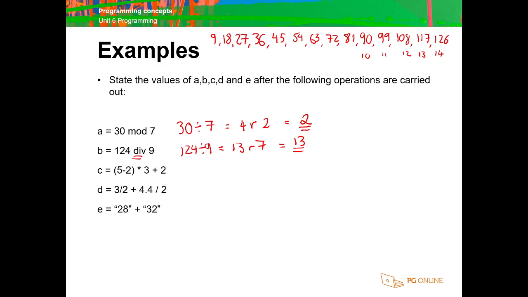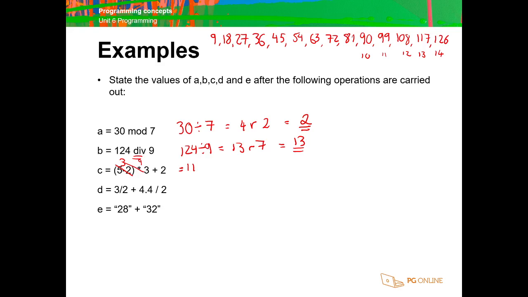So the way I do it, well, B, any brackets. Let's do these first. What's in the bracket? 5, take away 2. That now becomes 3. Okay, any indices? No. Any division? No. Any multiplication? Yes. 3 times 3 becomes 9. Then any addition? 9 plus 2. That makes 11. Okay. Next one.